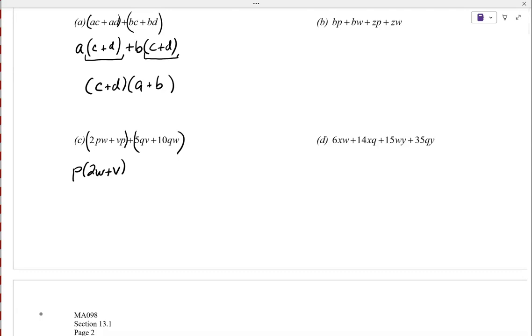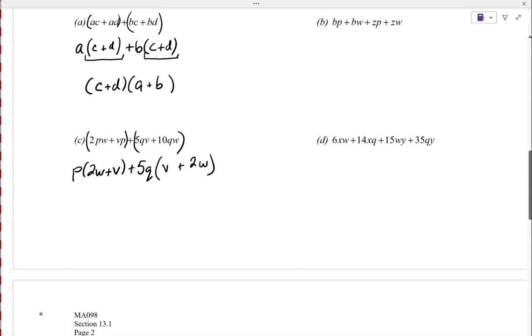There's a 5 and a Q, right? I've got a 5 that goes into the 5 and it goes into the 10, and then I've got a Q in both of them. What are we left with? A V in the first one and 2W in the second one, right?